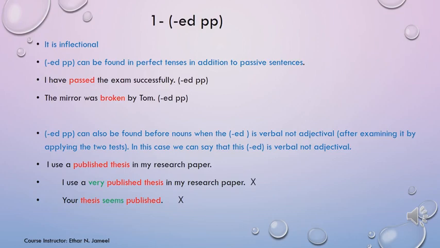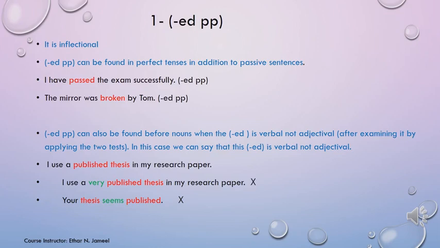The first suffixal homophone of -ed is -ed past participle. This -ed is inflectional, and it can be found in perfect tenses in addition to passive sentences. For example, I have passed the exam successfully. Passed is a verb that ends with -ed, but what kind of -ed is this? Is it -ed past participle or -ed adjectival? In fact, it is -ed past participle because we have a present perfect tense, have passed. So -ed is -ed past participle.